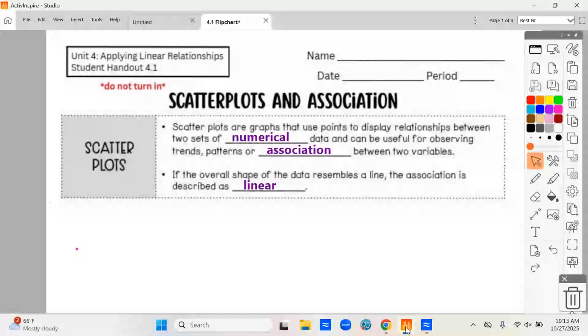All right, today we're going to be learning about scatterplots and association. Scatterplots are something that you've seen and you'll probably recognize from grades prior. Today we're going to talk about how it relates to linear relationships.